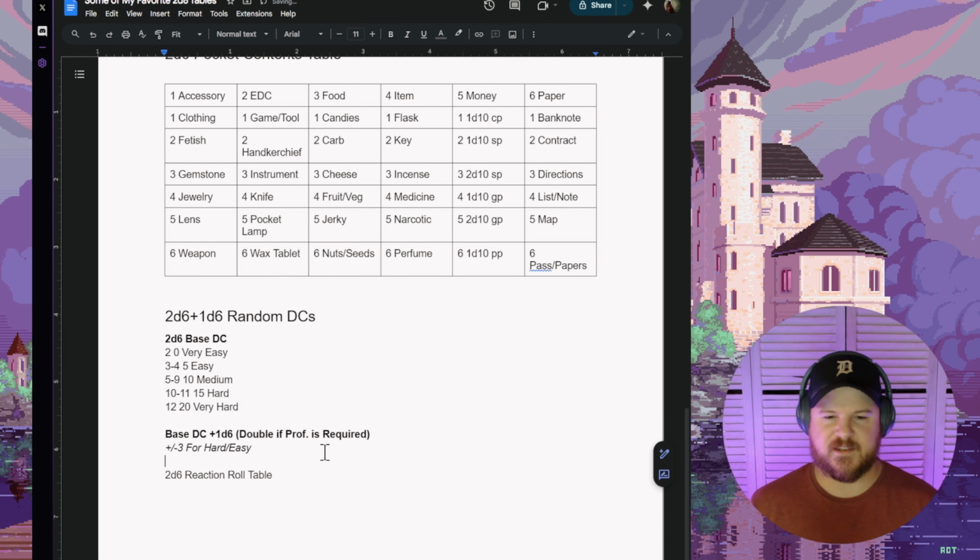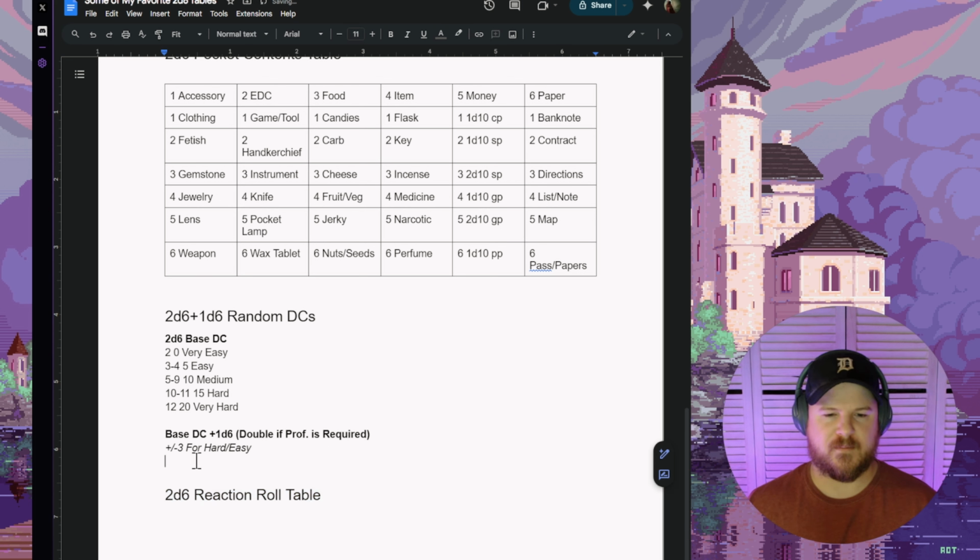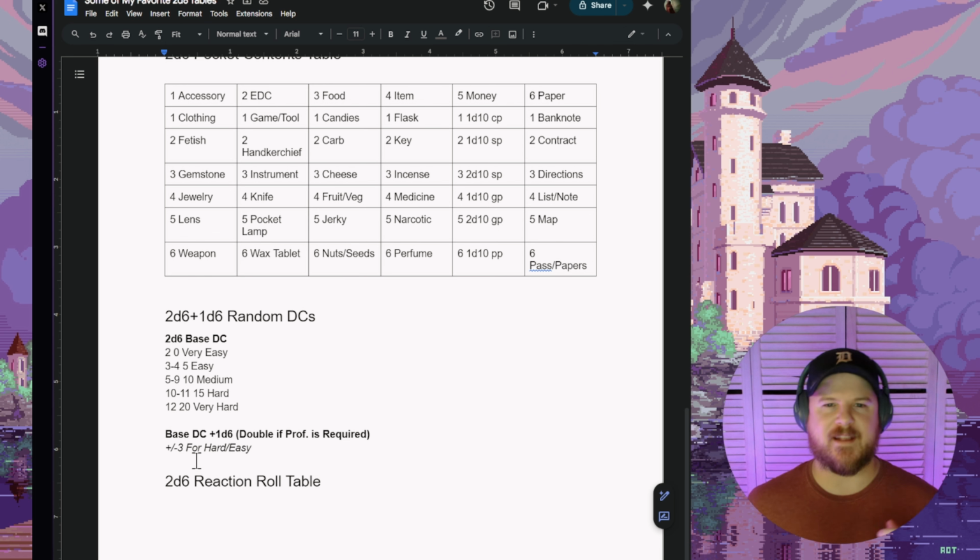Reaction roll tables. This is another one of those old school D&D things that don't get used a lot anymore. They don't come up very often, but are very crucial, especially if you run a high randomness or highly improvised game. It can be really helpful if you do a lot of random encounters and things like that.